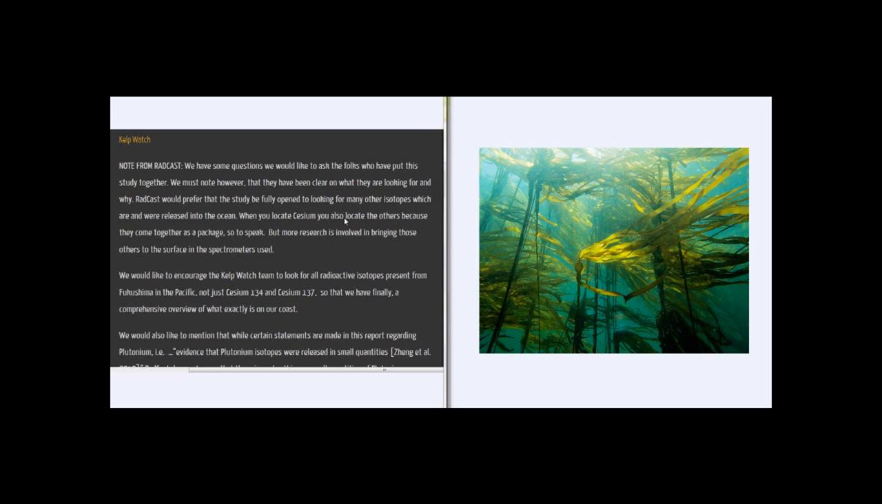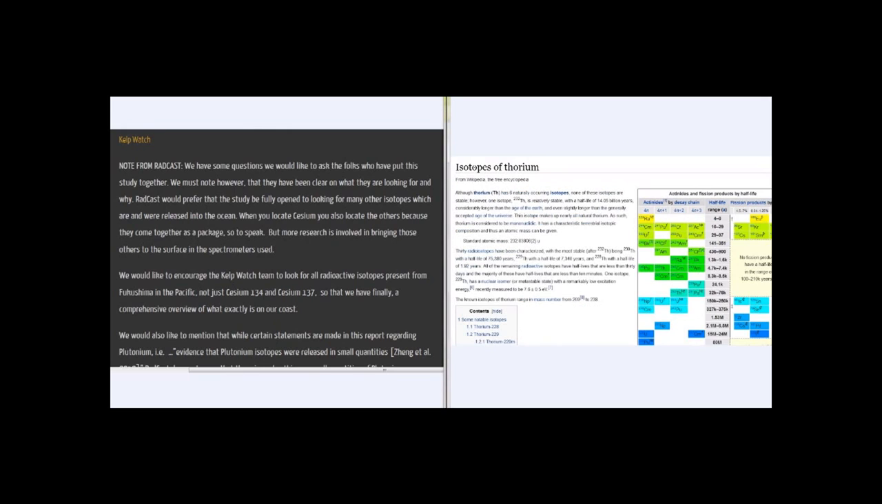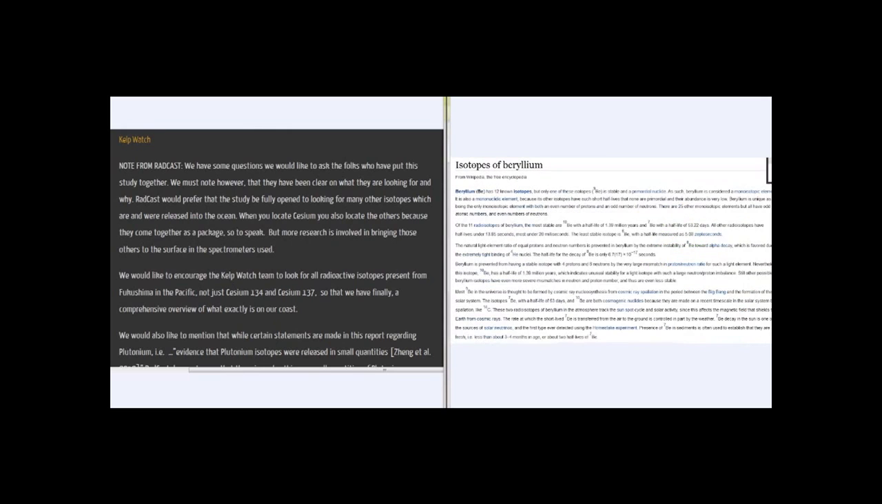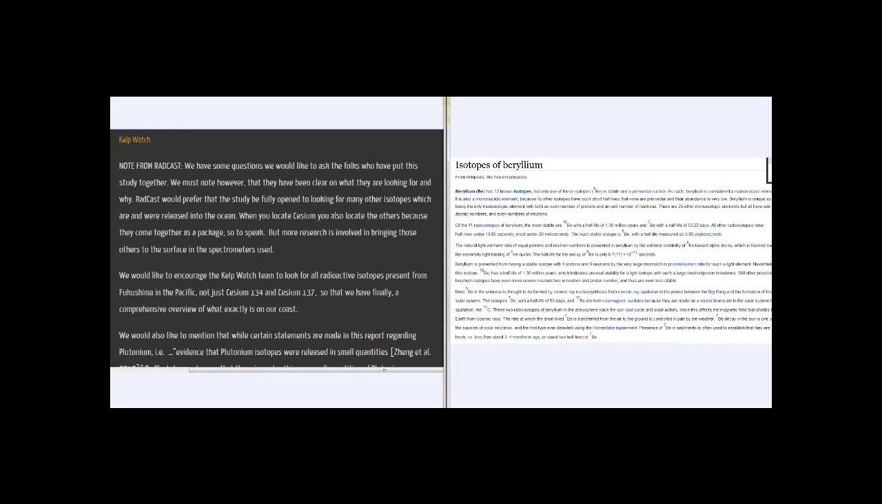When you locate cesium, you can also locate the others because they come together as a package, so to speak. It's not so to speak. They always come together. And the problem was they look for potassium-40, which is natural. They look for thorium. That is natural. They look for barium-7. That is natural. So it's not that they should have been looking for other isotopes only. Why were they looking for insignificant, normal, everyday background like potassium, thorium, and barium? It should have been the first question. And so I'm not going to be very easy on any of these people tonight.